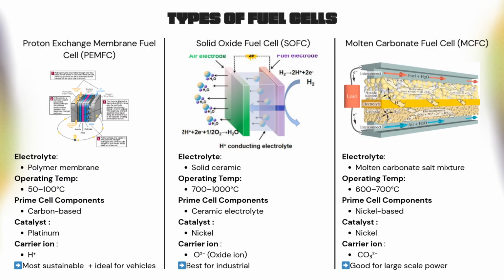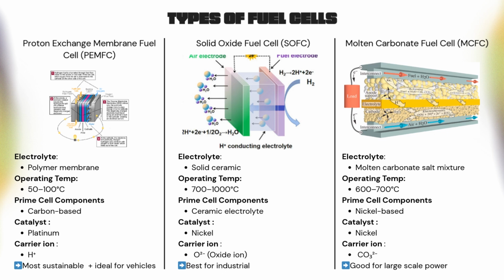And the next, solid oxide fuel cell. It uses a solid ceramic electrolyte and works at very high temperature, 700 to 1000 degrees Celsius. It uses nickel and carries oxide ions. This one is mostly for industrial power generation. For molten carbonate fuel cell, the electrolyte is a molten carbonate salt mixture, so it needs 600 to 700 degrees Celsius. It also uses nickel and the carrier ion is carbonate.